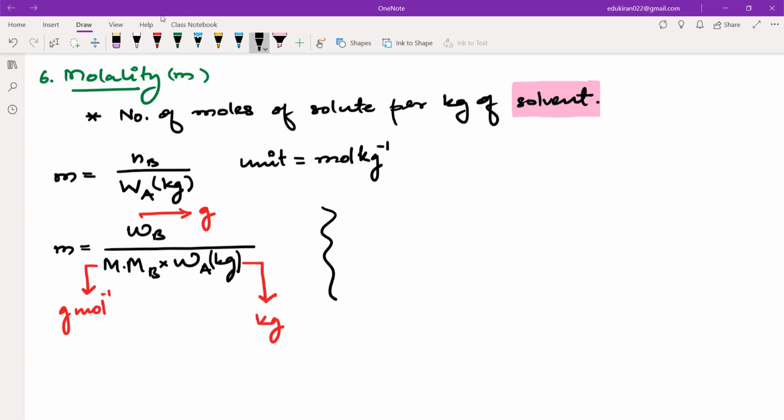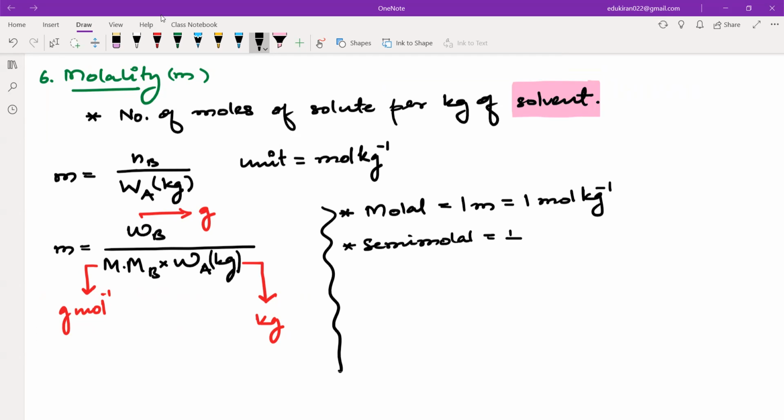One more thing: all the terms that we have used for molarity, you will have similar terms here. If you say 1 molal, or unimolar, it will be equal to 1 small m, which is 1 mole present in each kg of solvent. If I say semi-molar, then it will be 1/2 of lowercase m, which is 0.5 moles in each kg of solvent.